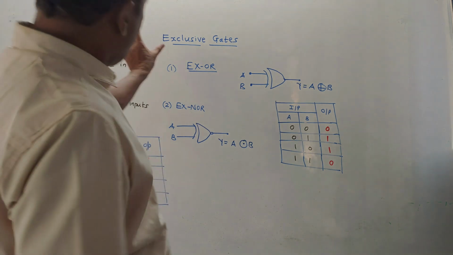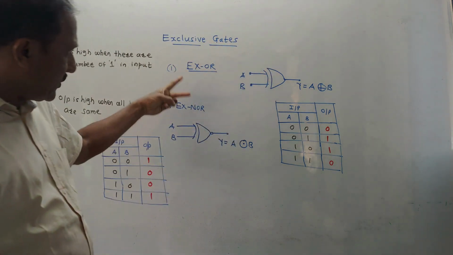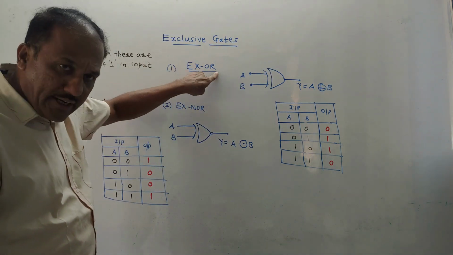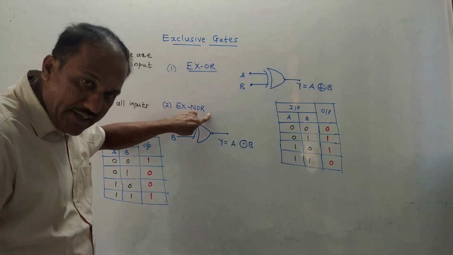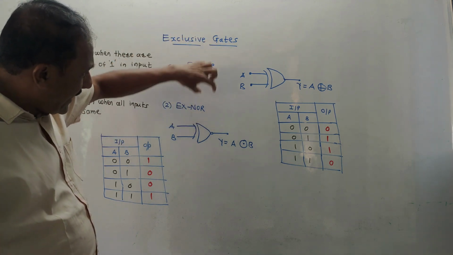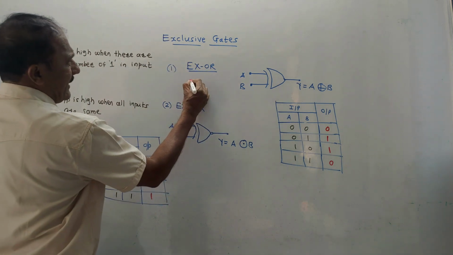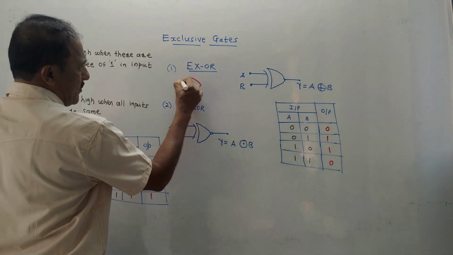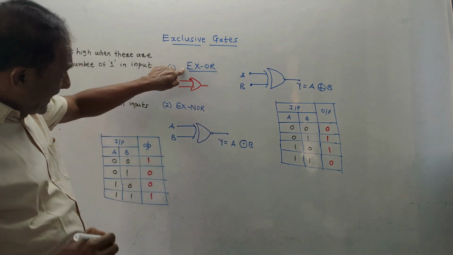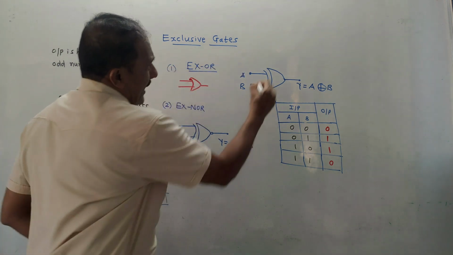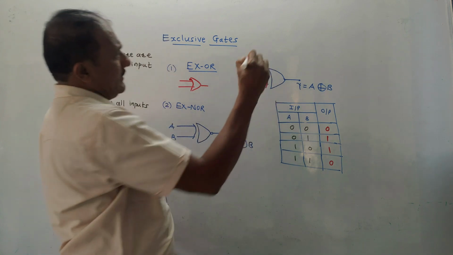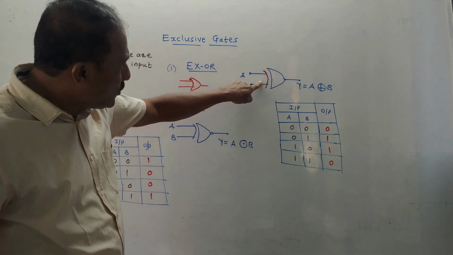Next part is exclusive gates. There are two types of exclusive gates. One is XOR gate, second is XNOR gate. We already studied OR gate and NOR gate. So the basic symbol of OR gate is like this. This is exclusive OR gate. So draw one added curve like this. So this represents exclusive OR gate.